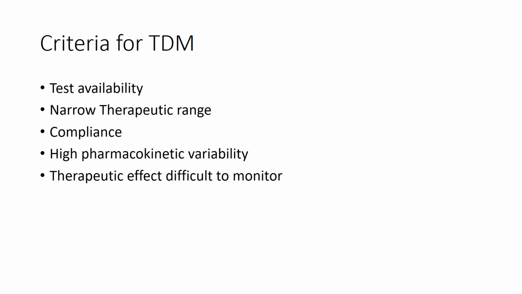Now what are the criteria for doing a therapeutic drug monitoring? So the criteria for TDM is, first it should be available, that is test availability. Then there is narrow therapeutic range, or a drug which is not very safe. Compliance of the patient, high pharmacokinetic variability, and therapeutic effect difficult to monitor. So we will see each of them in the next few slides.